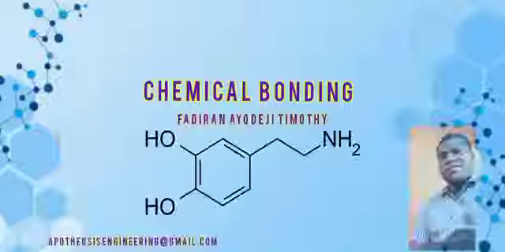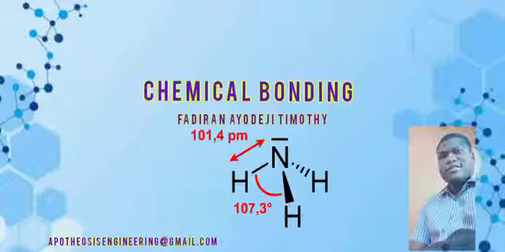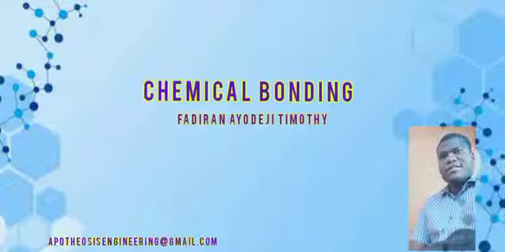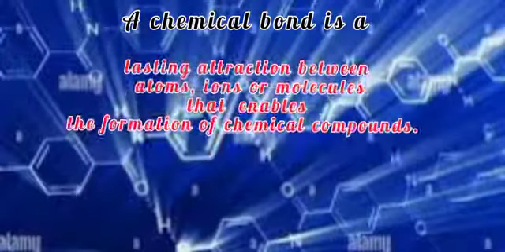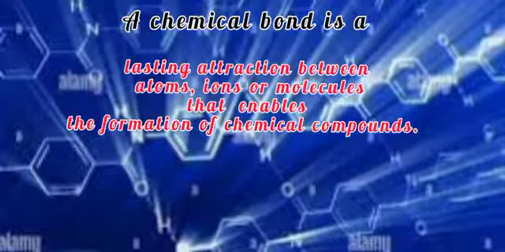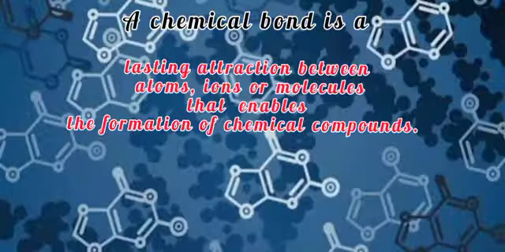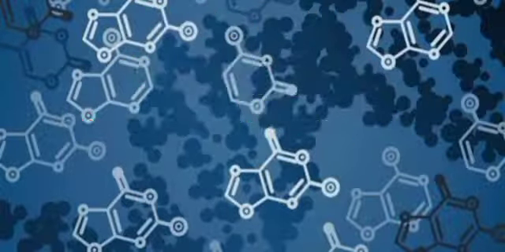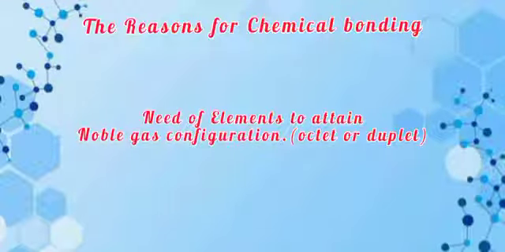In this episode, we'll be talking about chemical bonding. Chemical bonding is an important topic in chemistry that requires holistic understanding. A chemical bond is a lasting attraction between atoms, ions, or molecules that enables the formation of chemical compounds. Several reasons arise for chemical bonding, and we'll talk about those reasons one by one.